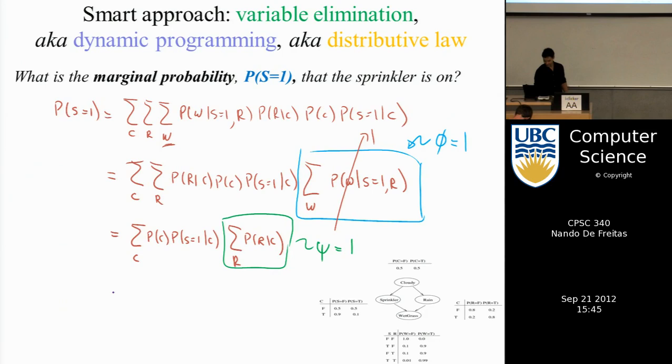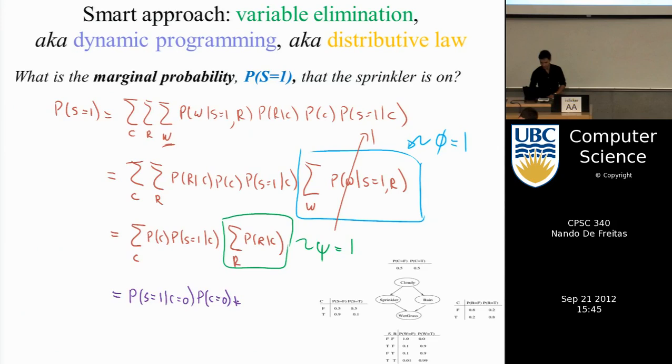Here we no longer know what to do, so we're done. This is just P of S equal 1 given C equals 0 times P of C equals 0, plus, so we only need to loop over C, P of S equal 1 given C equal 1 times P of C equal 1. I'll let you plug in the numbers and I will just give you the answer, and I'll leave it to you to verify at home that that's the answer. It's a good exercise to practice.